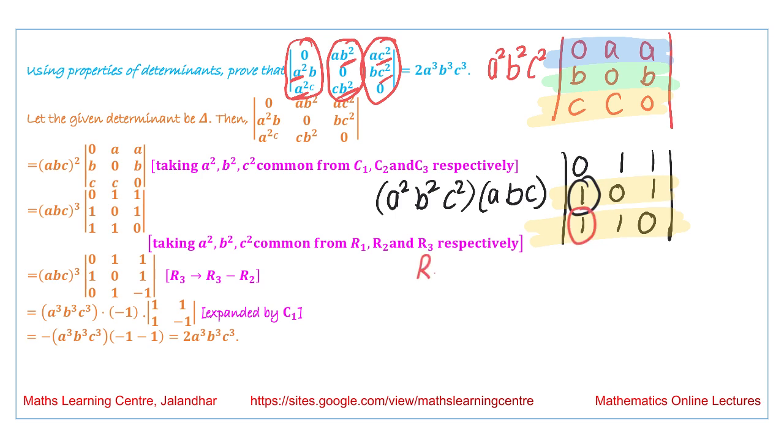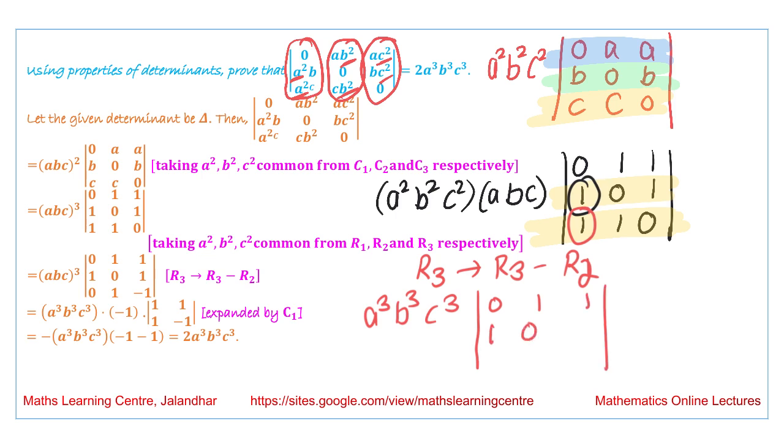So we are writing it is row 3 approaches row 3 minus row 2, not row 1, it is row 2. So we get it is a cube, b cube, c cube, and determinant it is 0, 1, 1. Row 1 is not changed, row 2 is not changed, and row 3 will become 0, 1 and minus 1.